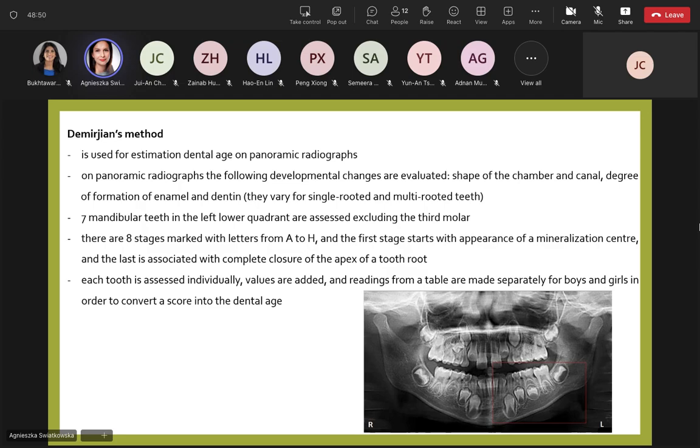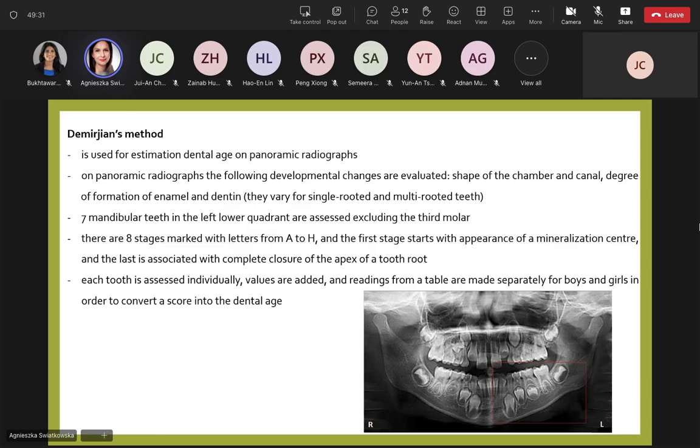For this method, we use panoramic X-ray or pantomogram, as you see here, and we look at the teeth on the lower side of this orthopantomogram in the lower jaw. We start from the central incisor and we estimate the germ up to the second molar. We don't estimate it for the third. We exclude the third molar from this method.